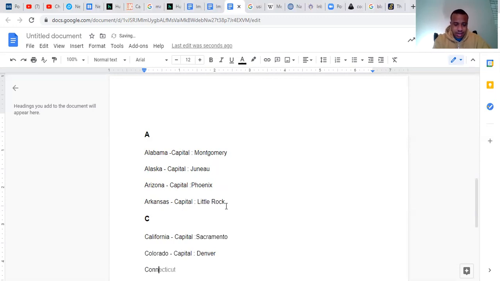Next, Connecticut. Now, the capital of Connecticut is Hartford.